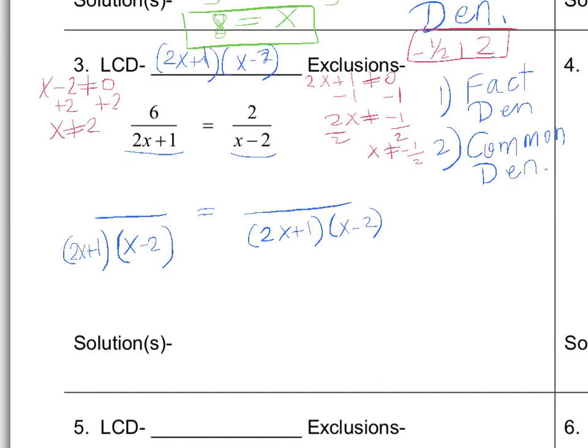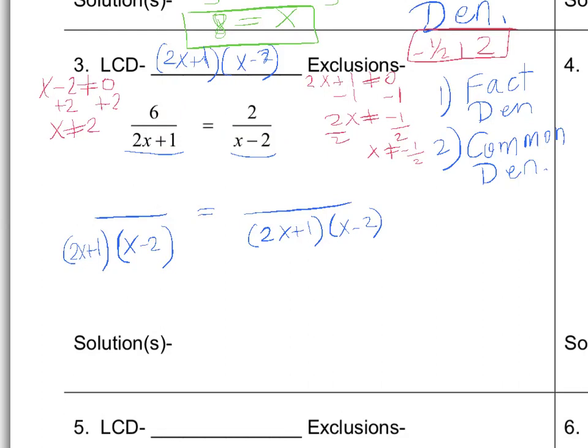So that is my second exclusion. So I have 2 exclusions. Again, if x is 2, 2 minus 2 is 0. And no, you cannot have a 0 in the denominator. So if you ever have a solution that is negative half or 2, you would say that this is an extraneous solution, and you would say there's no solution to your answer.